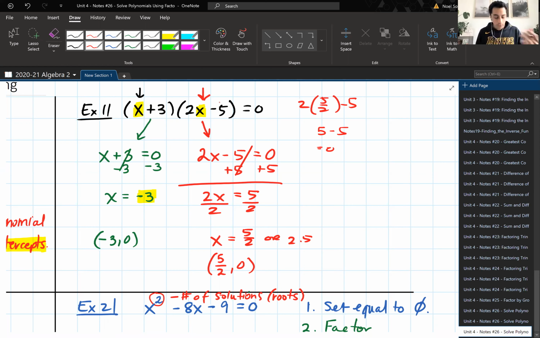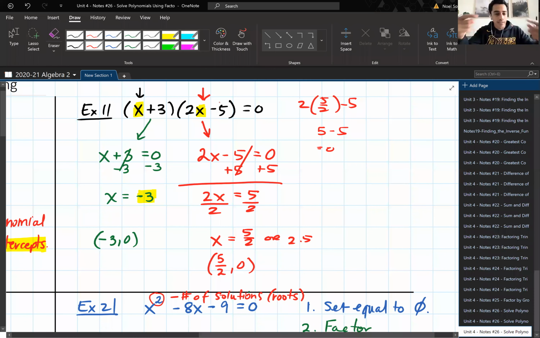Okay, so the process is fairly simple. Once the factors are multiplied together and set equal to 0, you split them into two equations where both of them are set equal to 0. And then you solve for x. Once you've solved for x, you write them as x-intercepts, as coordinates, because this represents an x-intercept and this also represents an x-intercept.